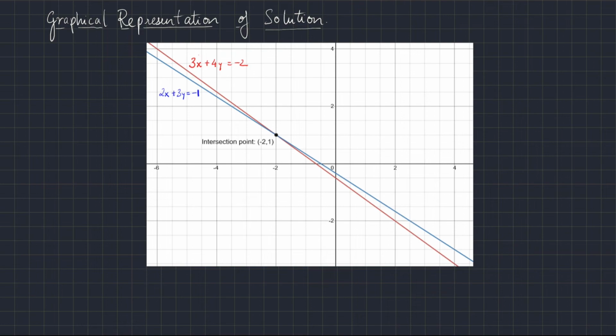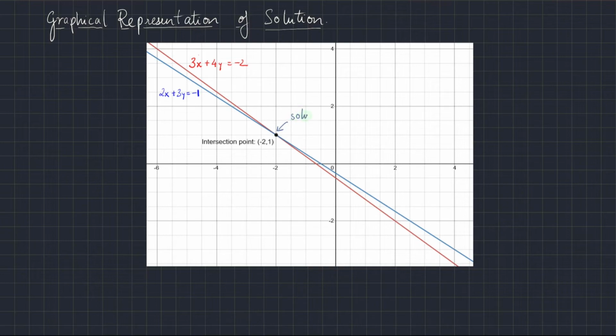Let's take a look at a graphical representation of our solution. If you remember, the equations that we have were 3x plus 4y equals negative 2 and 2x plus 3y equals negative 1. These two made our system of equations. Now, if I were to graph them, 3x plus 4y equals negative 2 looks like a straight line and it has been graphed in red, and 2x plus 3y equals negative 1 has been graphed in blue. And the solution to the system of equations is in fact our intersection point.